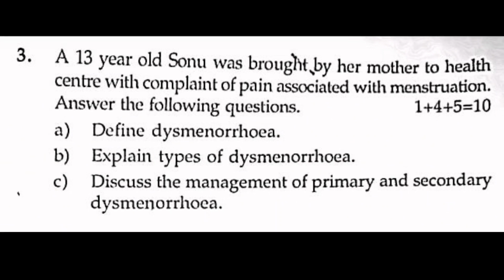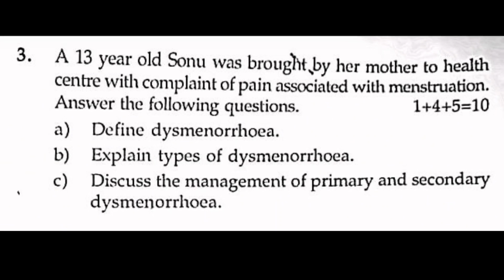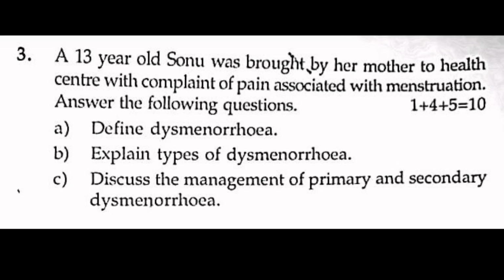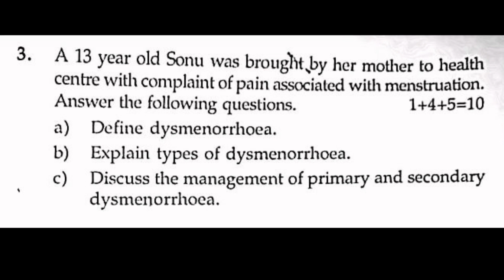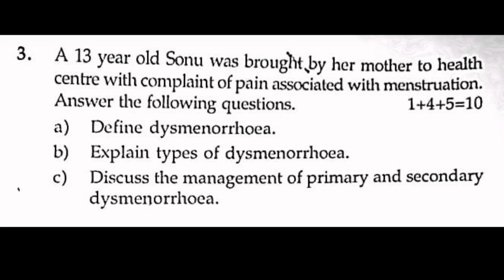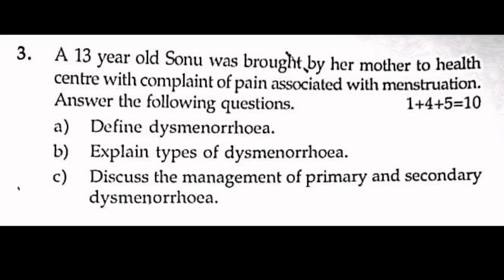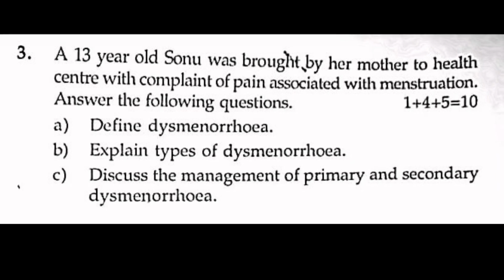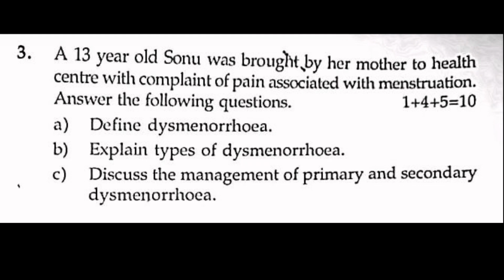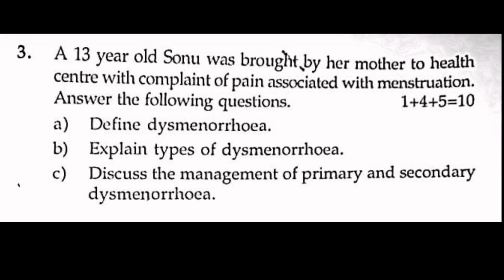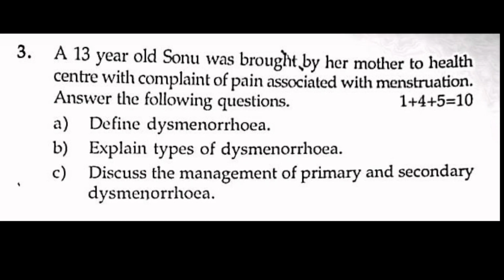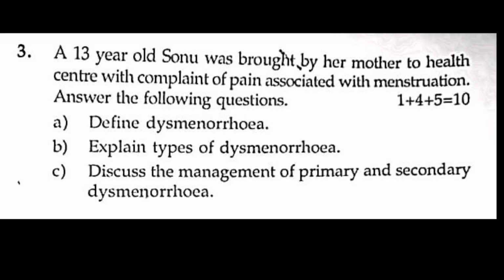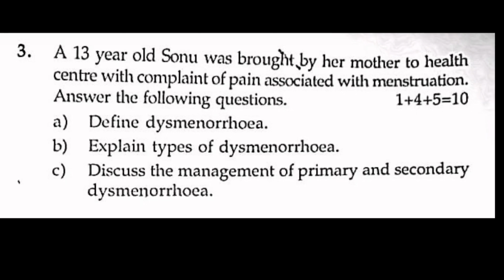A 13-year-old girl, Sonu, was brought by her mother to the health center with complaints of pain associated with menstruation. Answer the following questions. These questions carry 10 marks. First one is define dysmenorrhea. B is explain types of dysmenorrhea and C is discuss the management of primary and secondary dysmenorrhea.